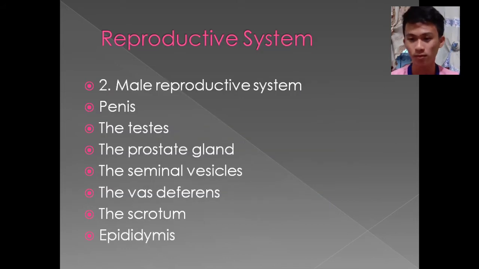representation. Reproductive system in male. In the male reproductive system, you have the penis, the testes, the prostate gland, the seminal vesicles, the vas deferens, the scrotum, and the epididymis. So this is the male reproductive system, or the sex organ of the male.